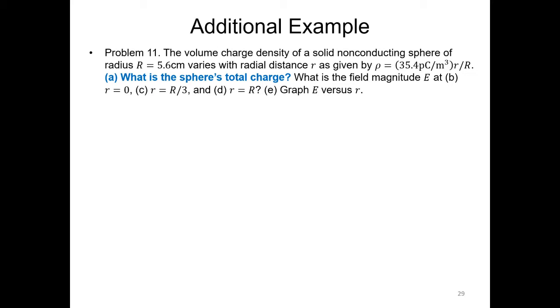The volume charge density of a solid non-conducting sphere of radius capital R varies. The charge density varies with respect to r, which means that rho is not a constant anymore. It is this one multiplied by small r, and this one is a constant. This one is 5.6.